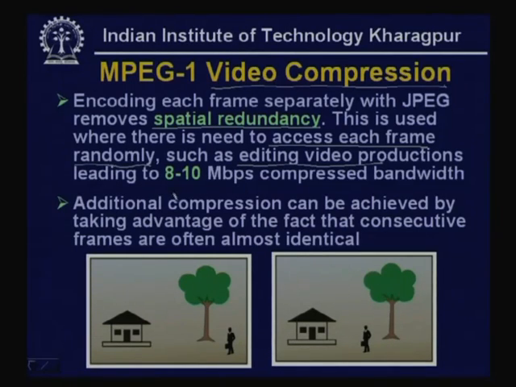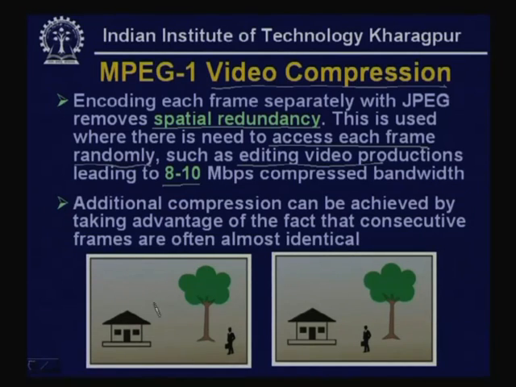However, in such a case, after compression you will get 8 to 10 megabits per second compressed bandwidth, not very high compression. However, additional compression can be achieved by taking advantage of the fact that consecutive frames are often almost identical, that is temporal redundancy.